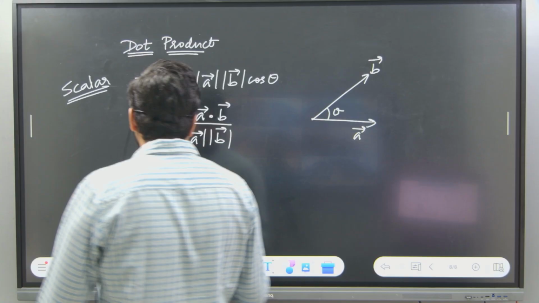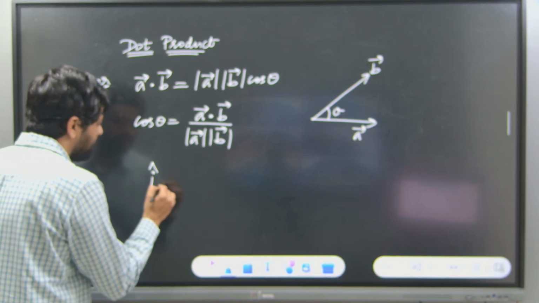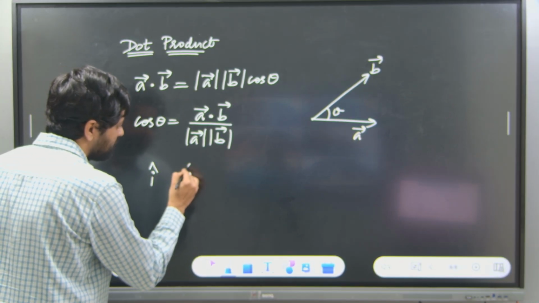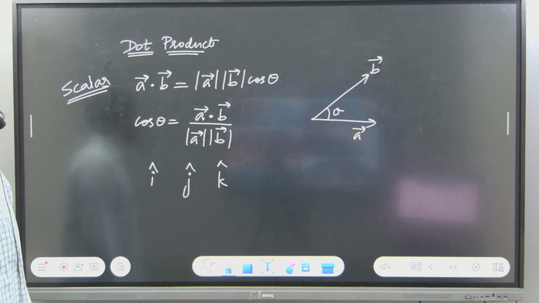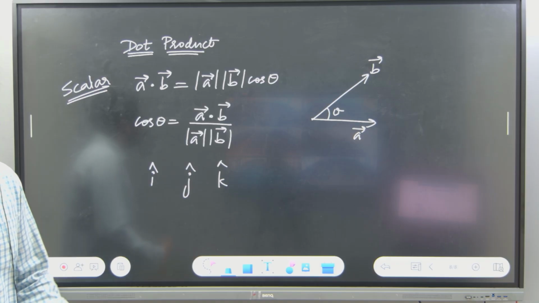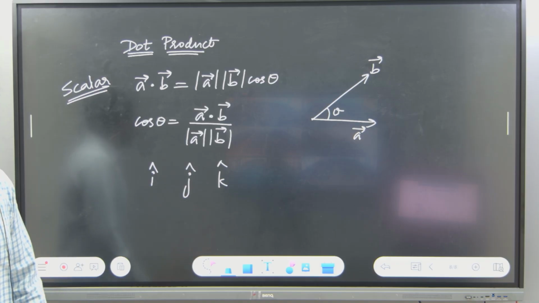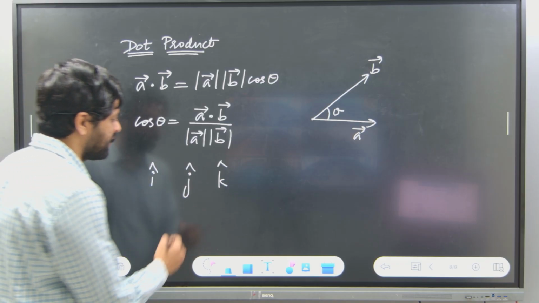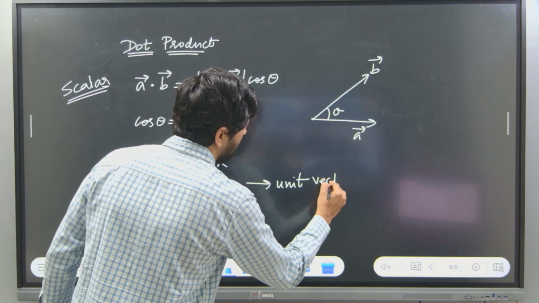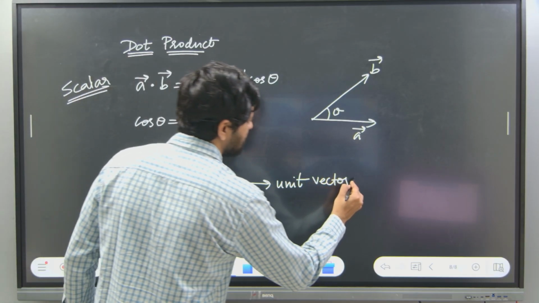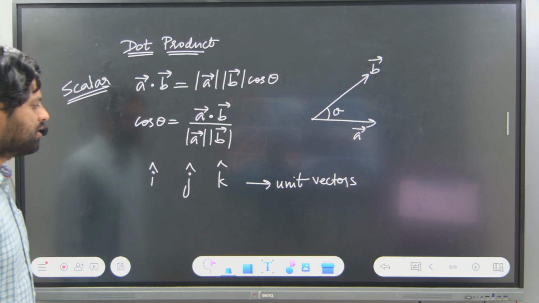Now, what are I cap, J cap and K cap? What are these? Okay, they are unit vectors. As one of you told, they are unit vectors in which particular direction? Along x-axis, y-axis and z-axis respectively. So these are unit vectors along x-axis, y-axis and z-axis respectively.